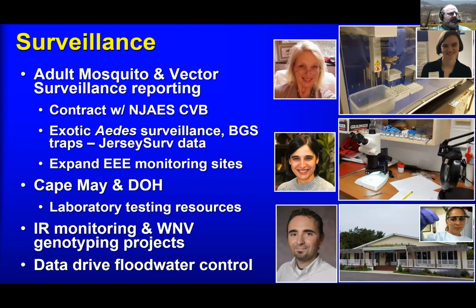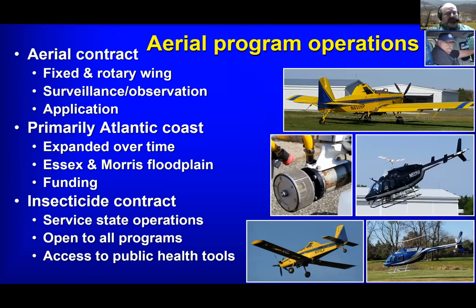We also provide funding to both the Department of Cape May and the Department of Health labs to provide the actual testing of mosquitoes that the counties collect. Then we have two other programs, insecticide monitoring and a West Nile virus genotyping project, that we're trying to get off the ground. But the important part there is we have this surveillance data and it's used to make control decisions out in the field. The second state program that I'll talk about this morning is our aerial operations program.